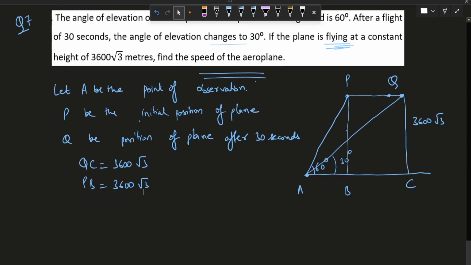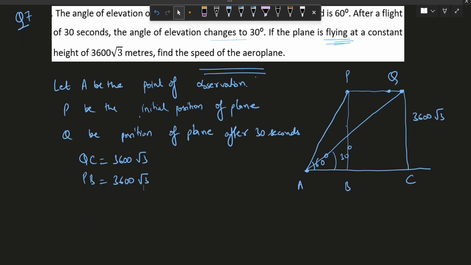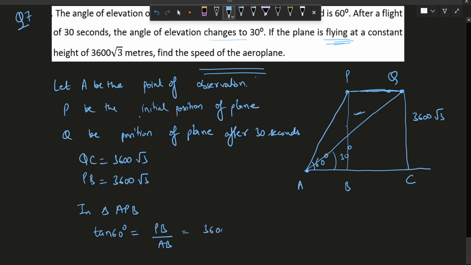Okay. How to begin the question? Let's take the triangle APB. So now in triangle APB, right angle triangle, you have this height. You need to calculate the speed. You have this time period also given as 30 seconds. Okay. So take tan 60 degree. Tan 60 degree is equal to PB by AP, that is perpendicular by base. So that's 3600 root 3 by AB.